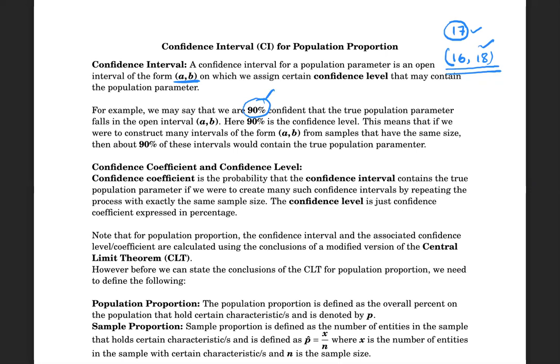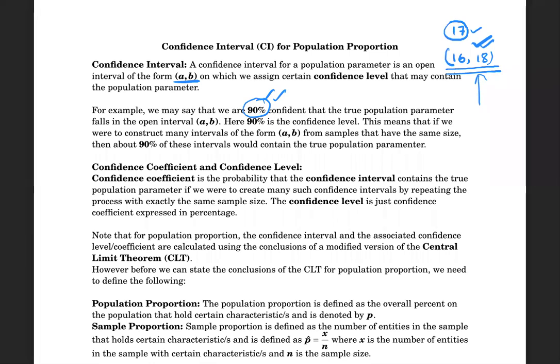Now, there is a little bit of debate in the statistics community where they say, oh yeah, don't say that there is a 90% chance that this interval will include the true population average, okay?